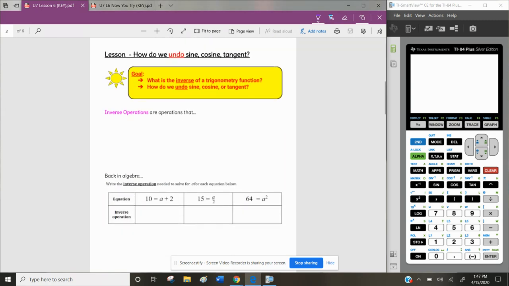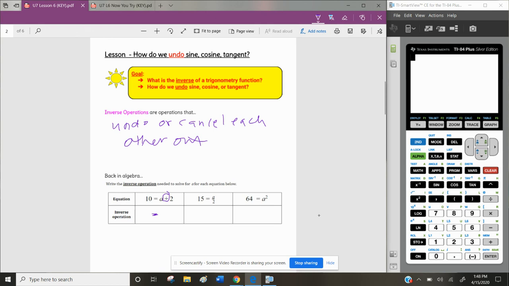So how do we undo cosine, sine, and tangent? Inverse operations are operations that undo or cancel each other out. So we're going to think back to algebra here. And let's look at the first one. If we had 10 equals a plus 2, if we wanted to solve for a, we would use the opposite or inverse operation to addition, which would be subtraction, and we would subtract 2 from both sides.